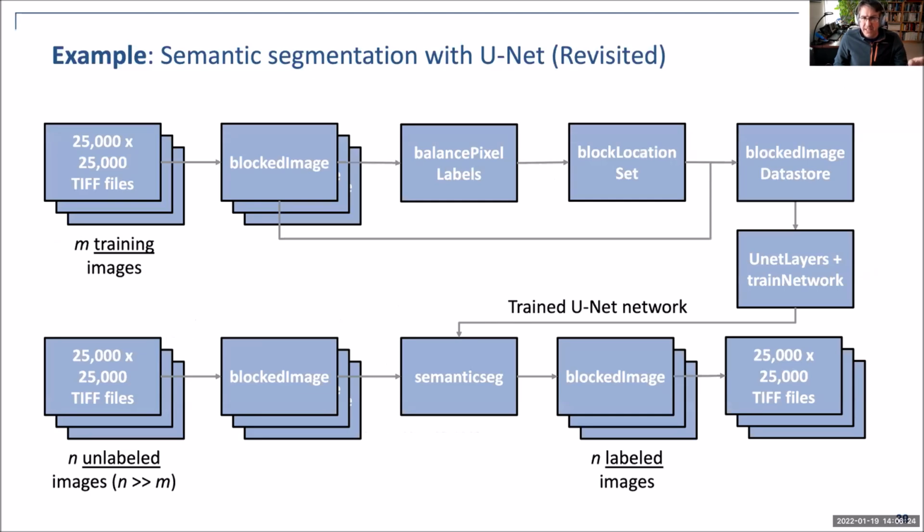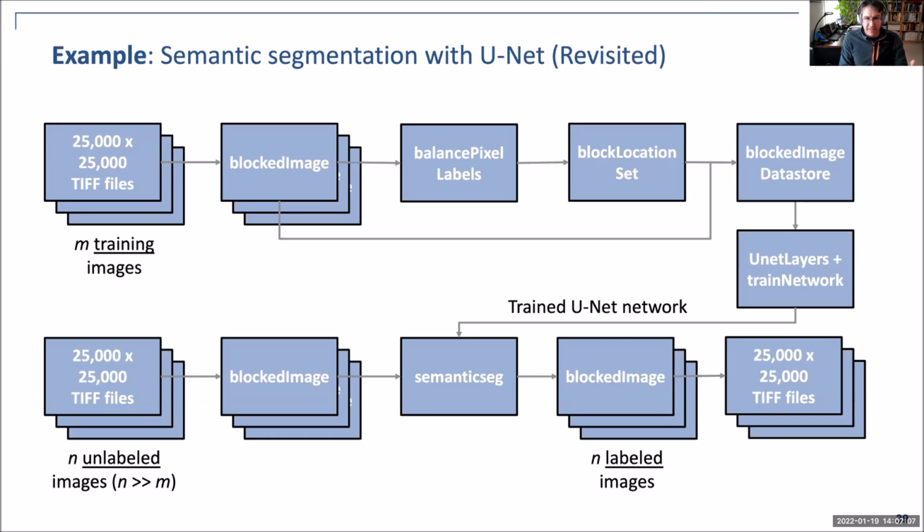So with this new framework, each of the labeled images in the TIFF file is wrapped in a lightweight blocked image object. The balanced pixel labels function, that's just part of the Computer Vision Toolbox, examines these objects, aggregates the details about the labels, and then creates a block location set object that can be used to create the datastore that we looked at earlier, which yields blocks that tend to a uniform distribution of pixel labels. So there's no overrepresentation or underrepresentation of the classes. At this point, the UNet network training can happen in exactly the same manner as before, but without the need to manually chip or manage the files at all.